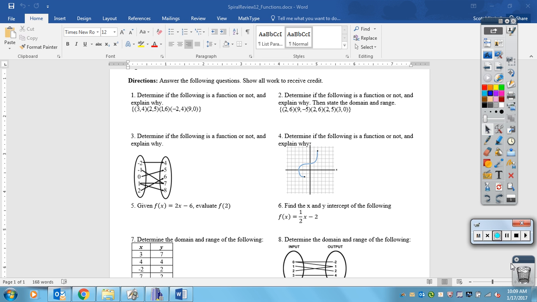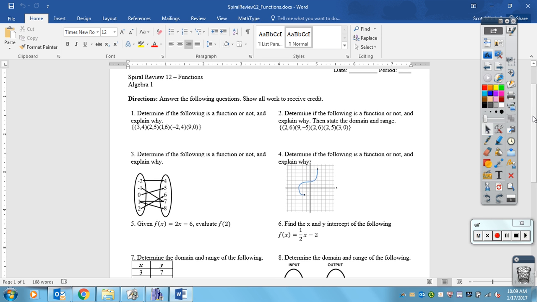This is the Algebra 1 spiral, number 12 on functions. Number 1 asks us, is it a function or not, and explain why. Well, let's see. All of the x's, as far as I can tell, are different. So yes, you would say each x has one y, or each input has one output.